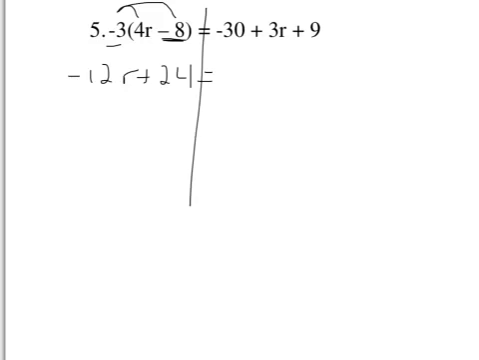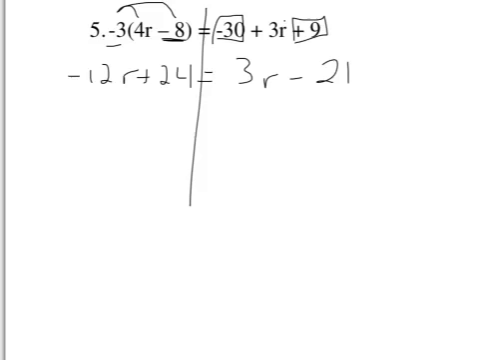There's no distribution, but I can combine the like terms, the negative 30 and the positive 9. So we will add those together. So I have 3r left from here, and then negative 30 plus 9 gives me negative 21.